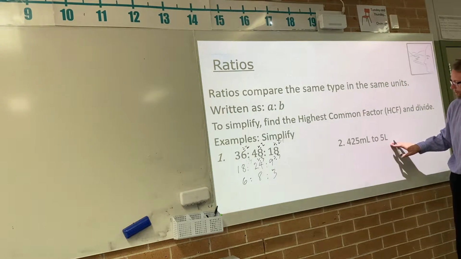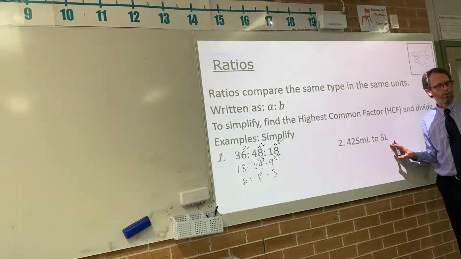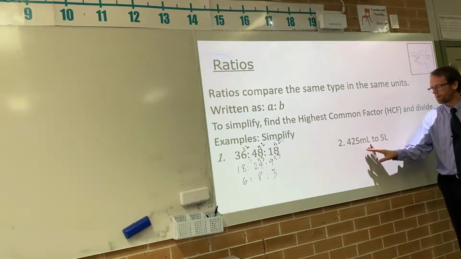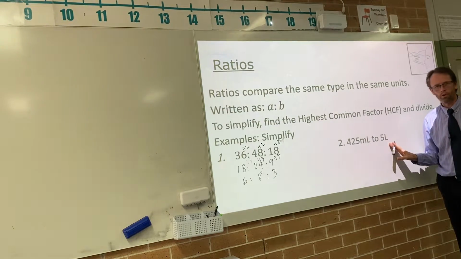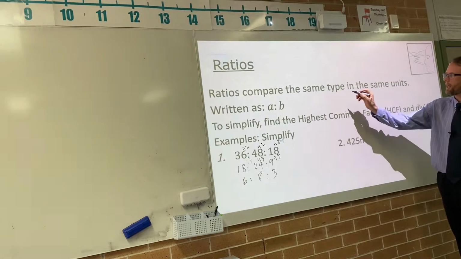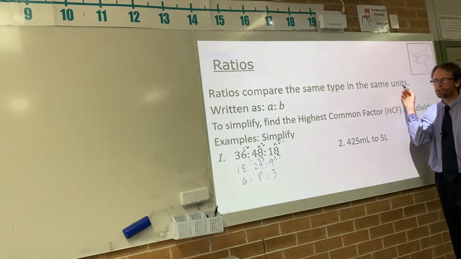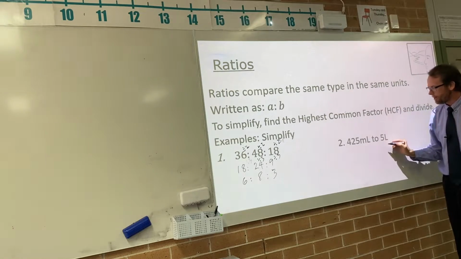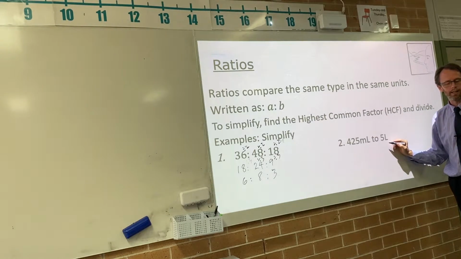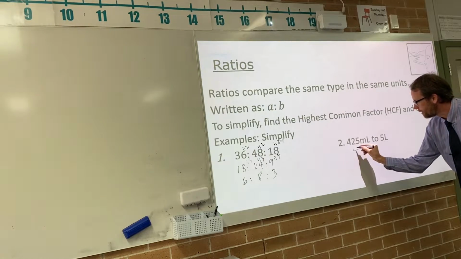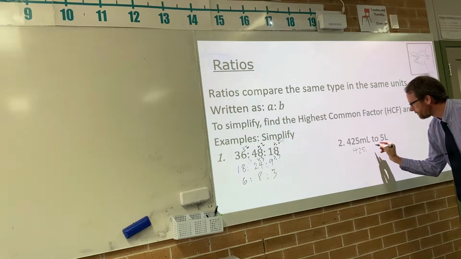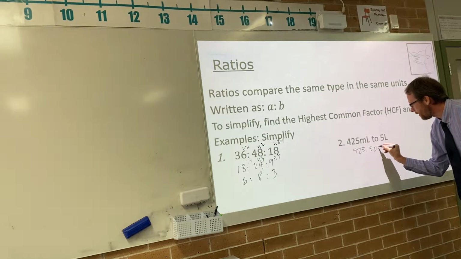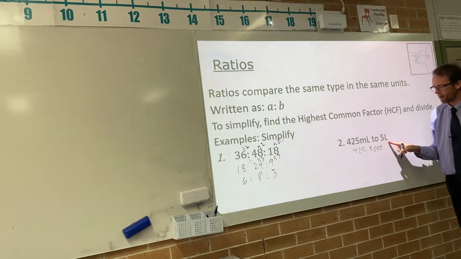Second one. What do you notice about this second question that I've got here? What's it comparing at the moment? Right. So it's the same type, but it's not in the same units yet. We need to get it to the same units. So how many millilitres are in a litre? 1,000. So what we've actually got is 425 to 5,000, because it's 5 litres.